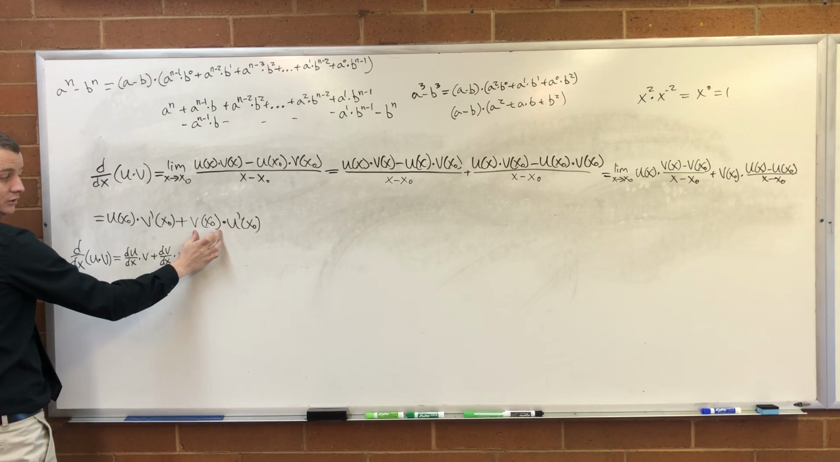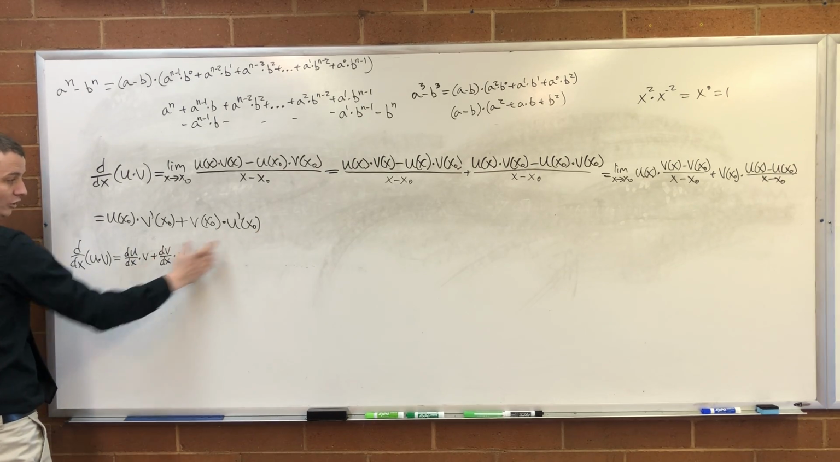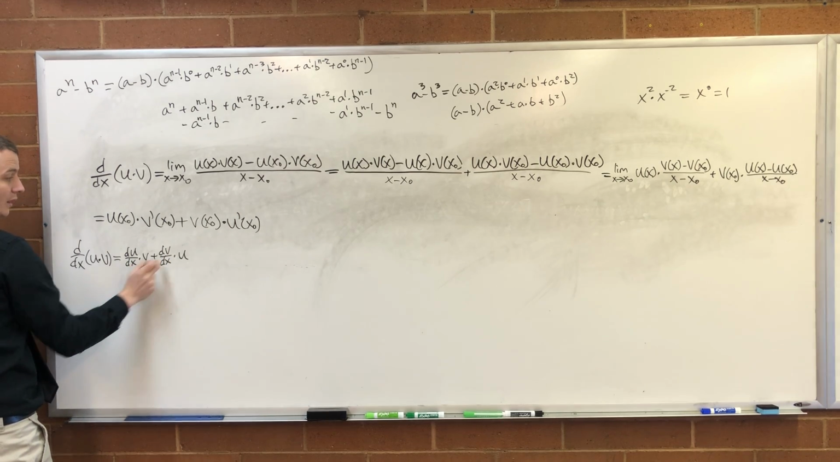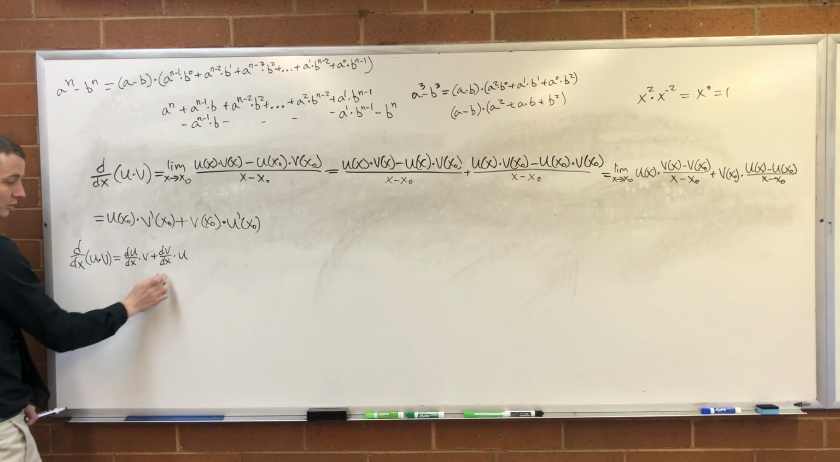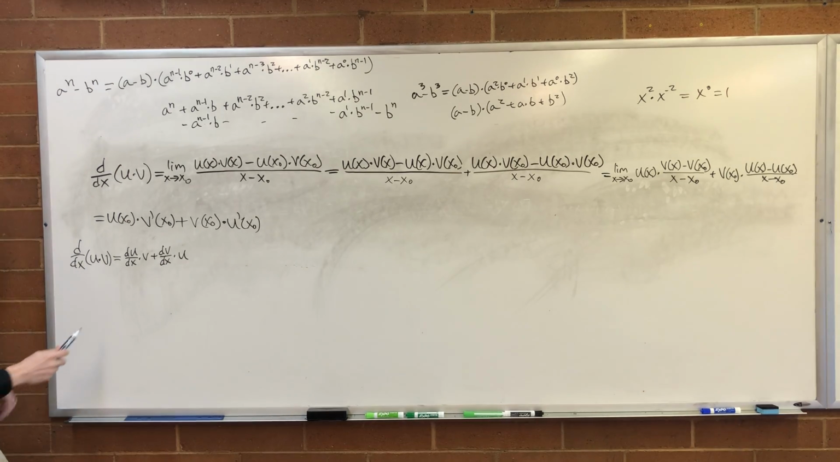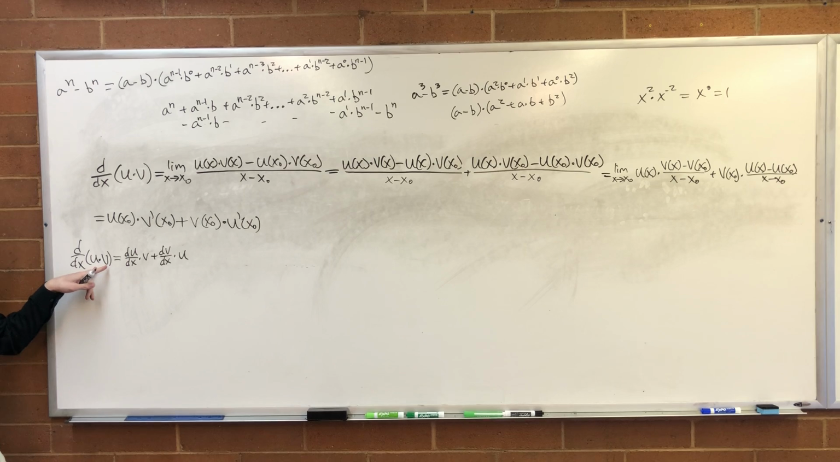du times v, that's this term, plus dv times u. And the way we memorize it is the derivative of a product is equal to the derivative of the first multiplied by the second plus the derivative of the second multiplied by the first. Okay. So when you have two functions that you're multiplying together and you want to take their derivative, then we can do it that way.